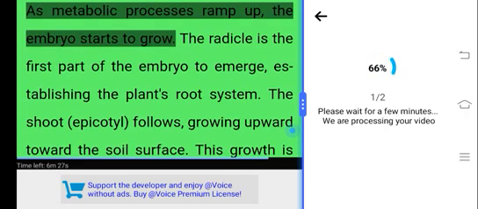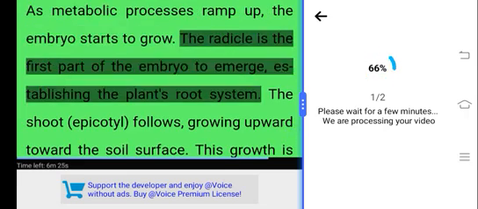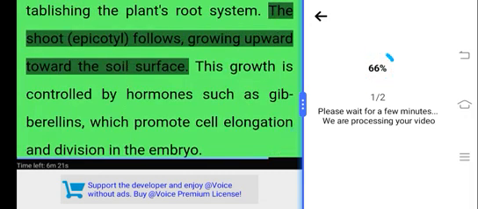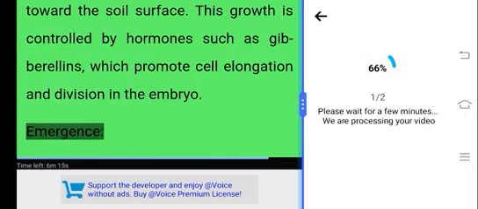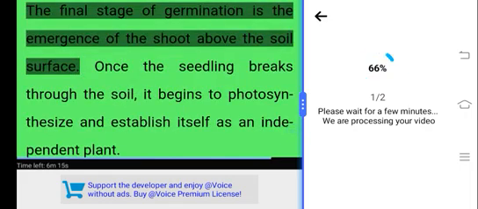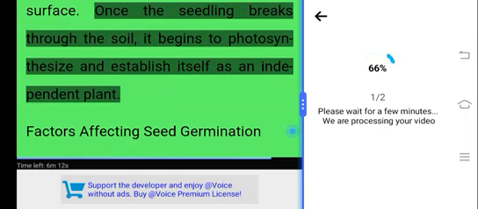Growth. As metabolic processes ramp up, the embryo starts to grow. The radicle is the first part of the embryo to emerge, establishing the plant's root system. The shoot apical meristem follows, growing upward toward the soil surface. This growth is controlled by hormones such as gibberellins, which promote cell elongation and division in the embryo. Emergence. The final stage of germination is the emergence of the shoot above the soil surface. Once the seedling breaks through the soil, it begins to photosynthesize and establish itself as an independent plant.